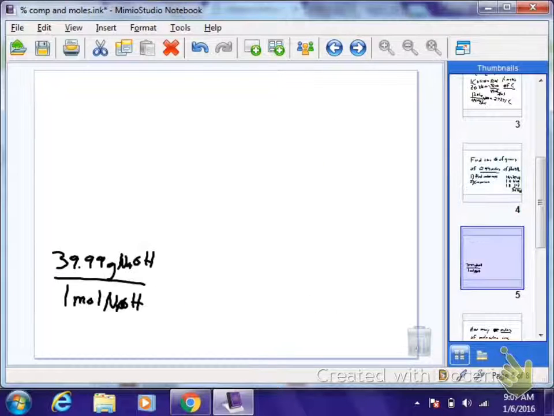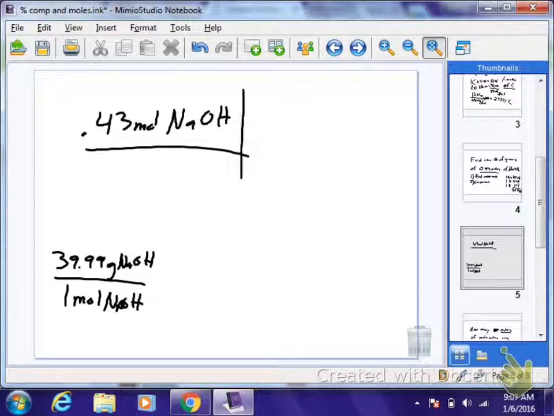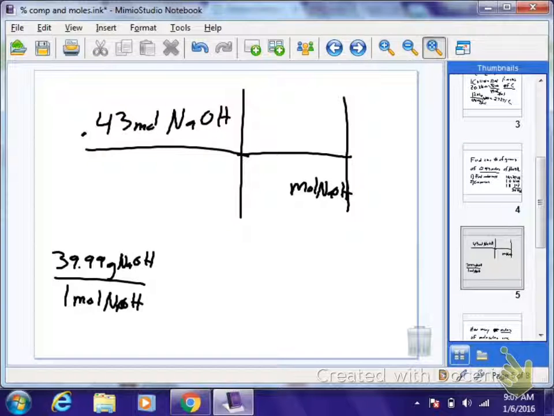0.43 moles of NaOH. Some of you get yourself into a bad situation because you want to start writing numbers in right away. If you don't want to write numbers in right away and just write the units in, that's probably better. You're going to get them right. Units won't lie. So if I got moles of NaOH up here, I'm going to put moles of NaOH down here. They cancel out.